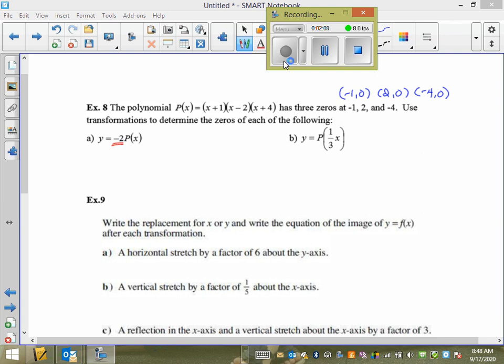Words, mapping, same thing. I don't flip anything. I don't change anything. What my words are, I use those same numbers. So what am I going to multiply by negative 2? My x or my y? My y, because unless it's in this bracket, it's going to go to my y. So it's going to be (x, negative 2y).